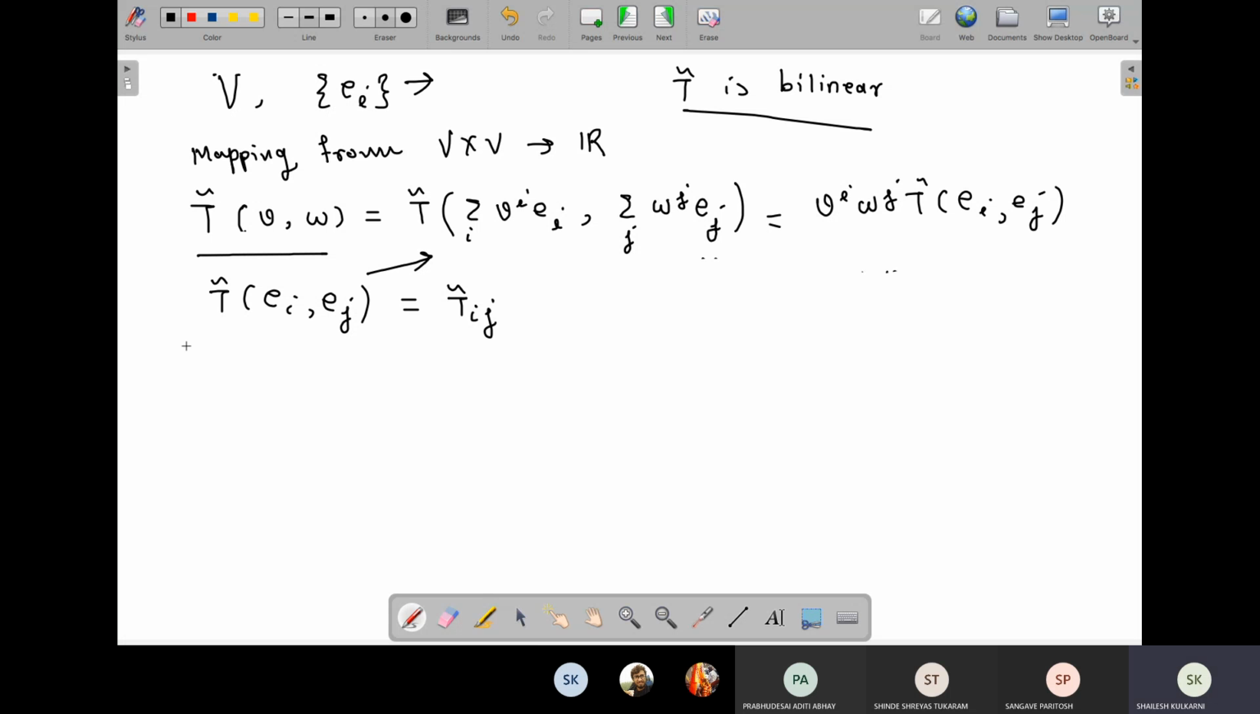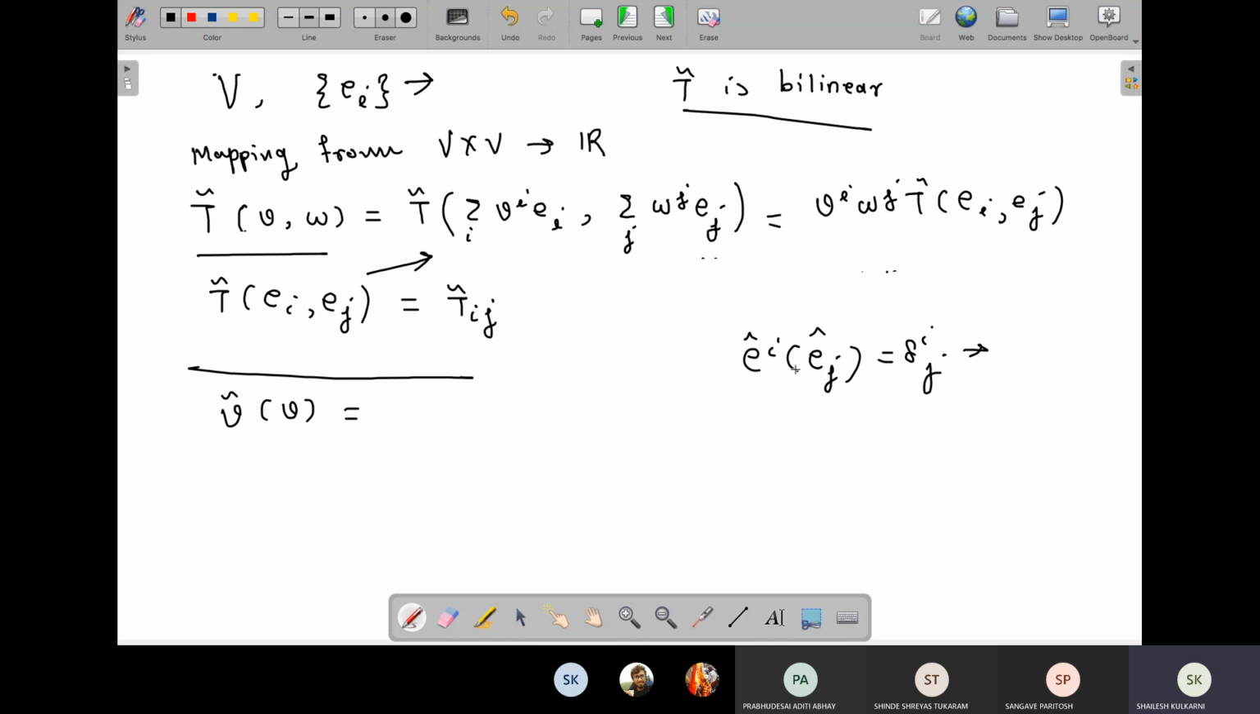Compare this with your dual vector. What do you mean by a dual vector? When it acts on a vector, you get a number. Now if I say that this is my basis in the dual space, then this will give me delta ij.